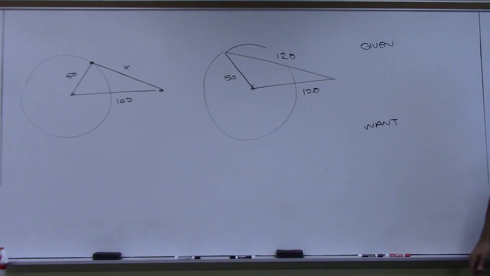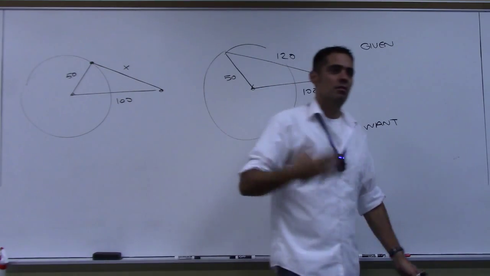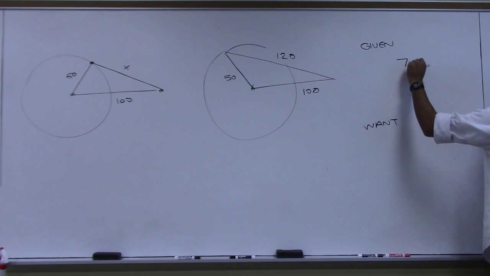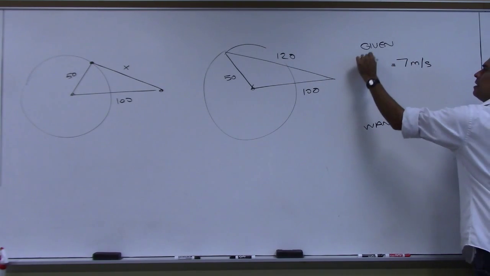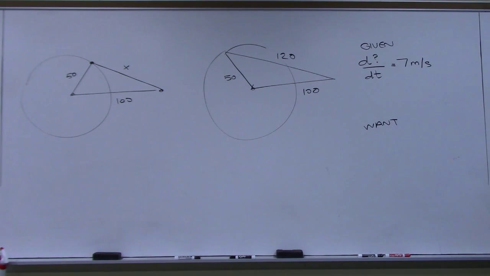I don't see a variable on our picture that represents her speed. You see the challenge here? It's not x. She is not moving, and x is not changing at the same rate the whole time. So I'm just going to put here 7 meters per second equals d something dt. I don't even know how to label it right now because it's weird.